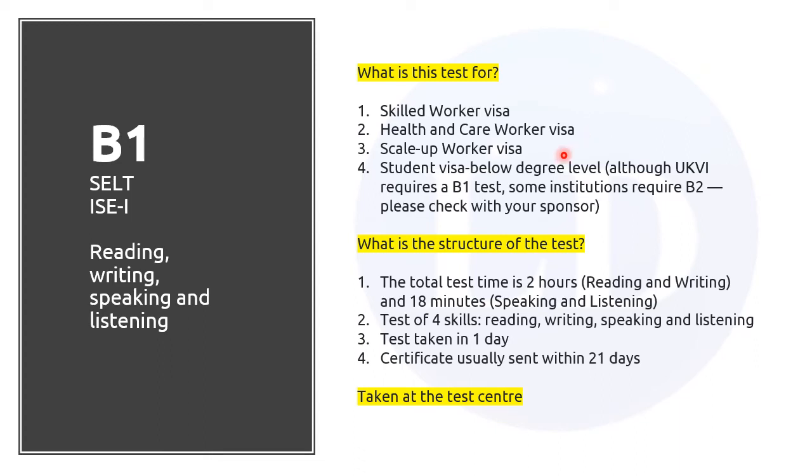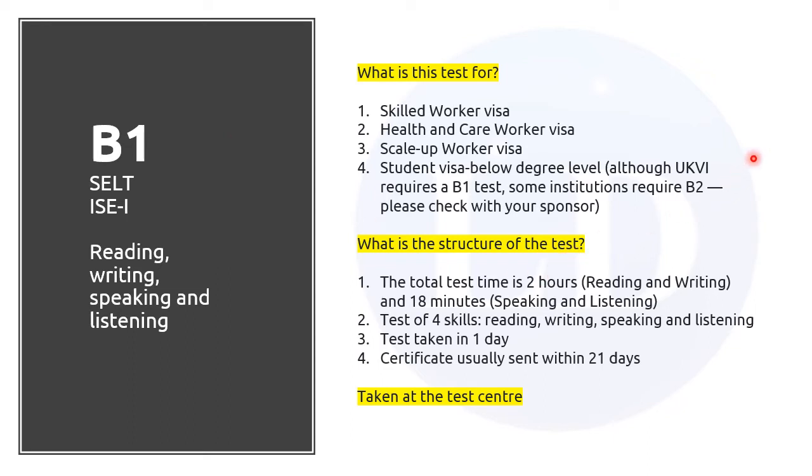Scale-up worker visa would be for the person, for example, there is a business here in the UK and they need somebody to scale up their business, to expand their business, but the person they are looking for is not found in the UK. This person is somewhere else in the world, so they want to sponsor that person. So if that happens, then that person needs a scale-up worker visa, and he or she has to do B1 CELT ISE I.